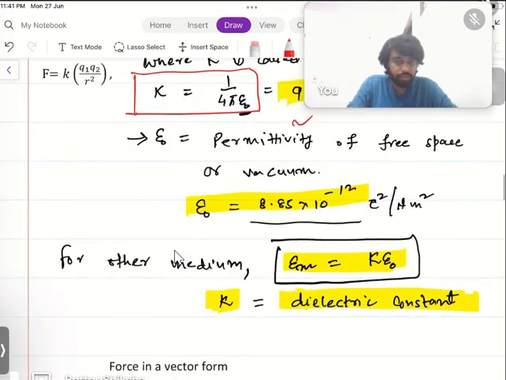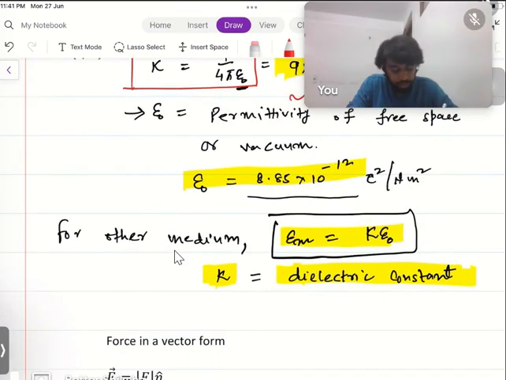Let's say you want to place these two charges in a medium other than vacuum, then you can write the permittivity as small k times epsilon naught, and this k is the dielectric constant of that medium, right?